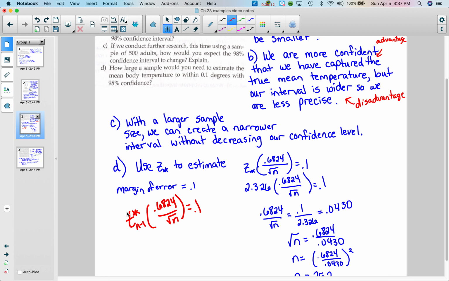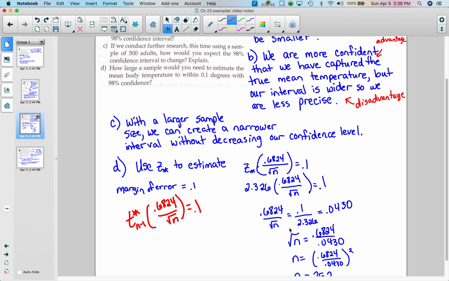Well, we can't solve for this because we don't know n, so we don't know what that critical value would be because we don't know n. We need to just have one variable we don't know, not two. So what you can do is use z star as an estimate. If you look up z star for the 98% confidence interval, and that's what we use for the proportions on that last line on the t distribution chart, you'll see it's 2.326. Just use that instead. Then you're going to plug it in.